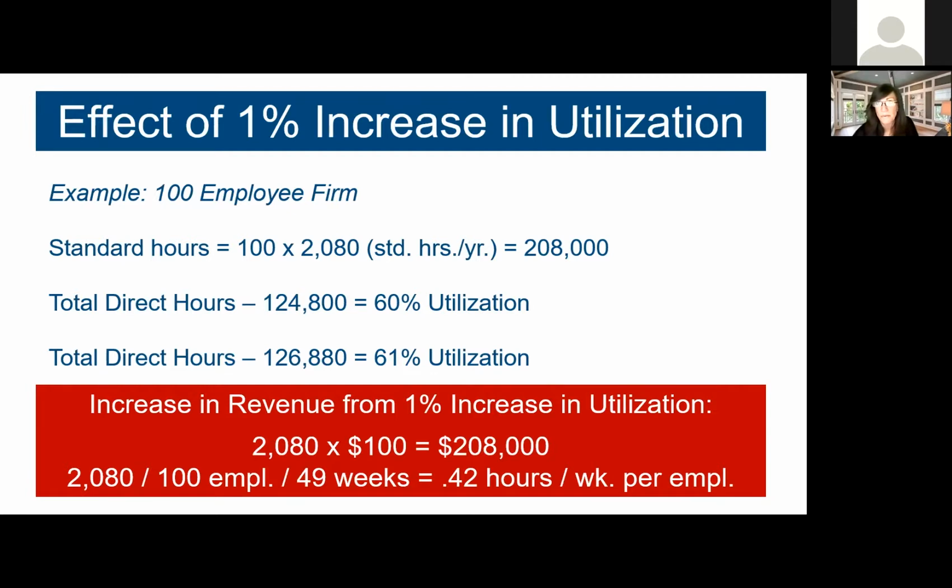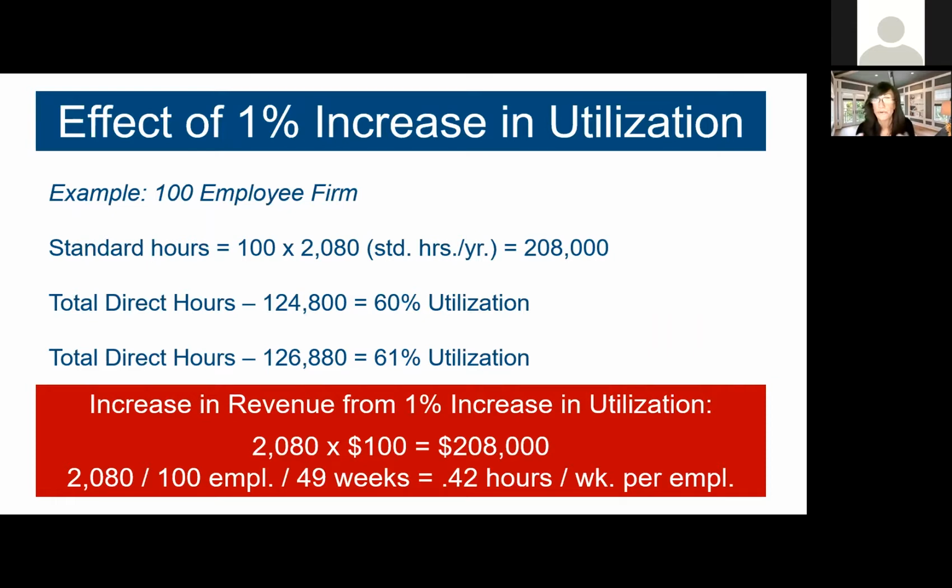If you're a 100-person firm and you wait 3 months from now to deal with this issue, you have lost $50,000 or $52,000. That's a lot of money. And so I really urge you to really focus in on those small increases. Many firms can increase their utilization way more than 1%.